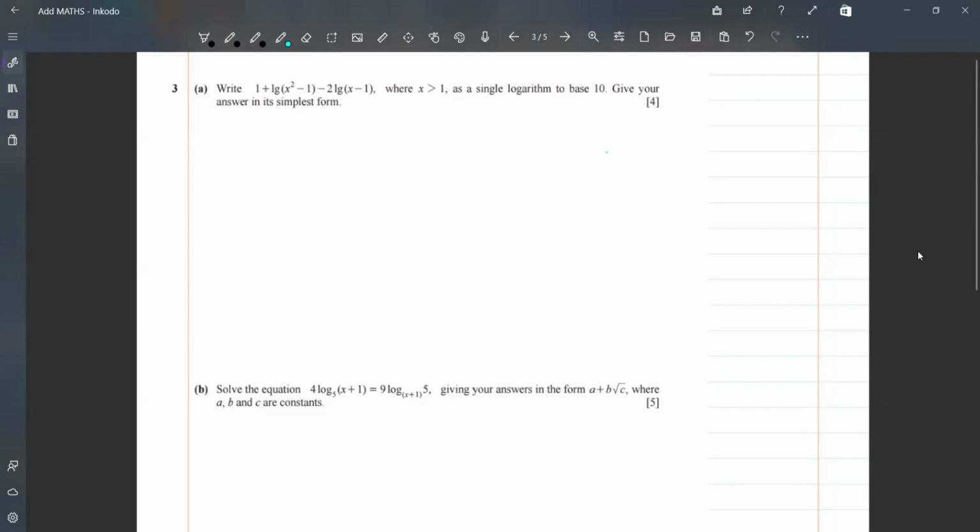The chapter involved is logarithms. So without any further ado, let's start solving.